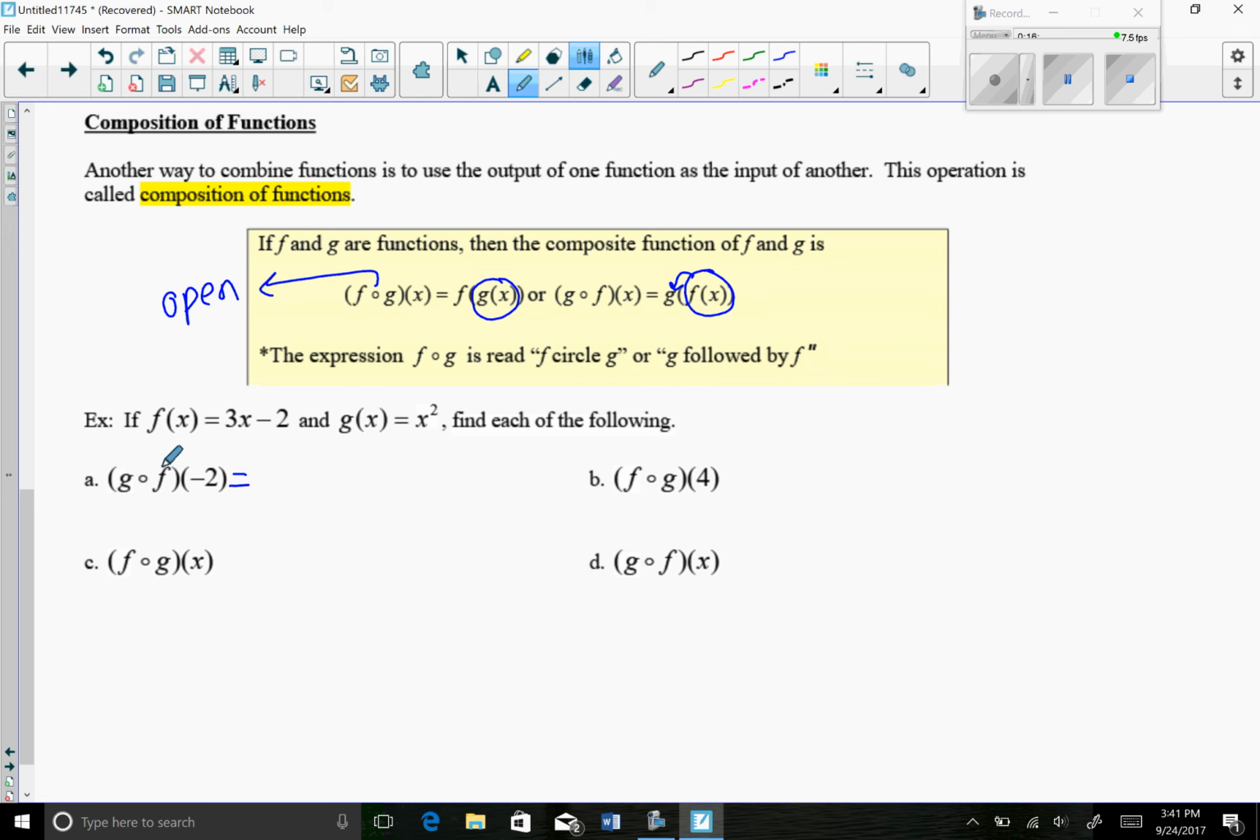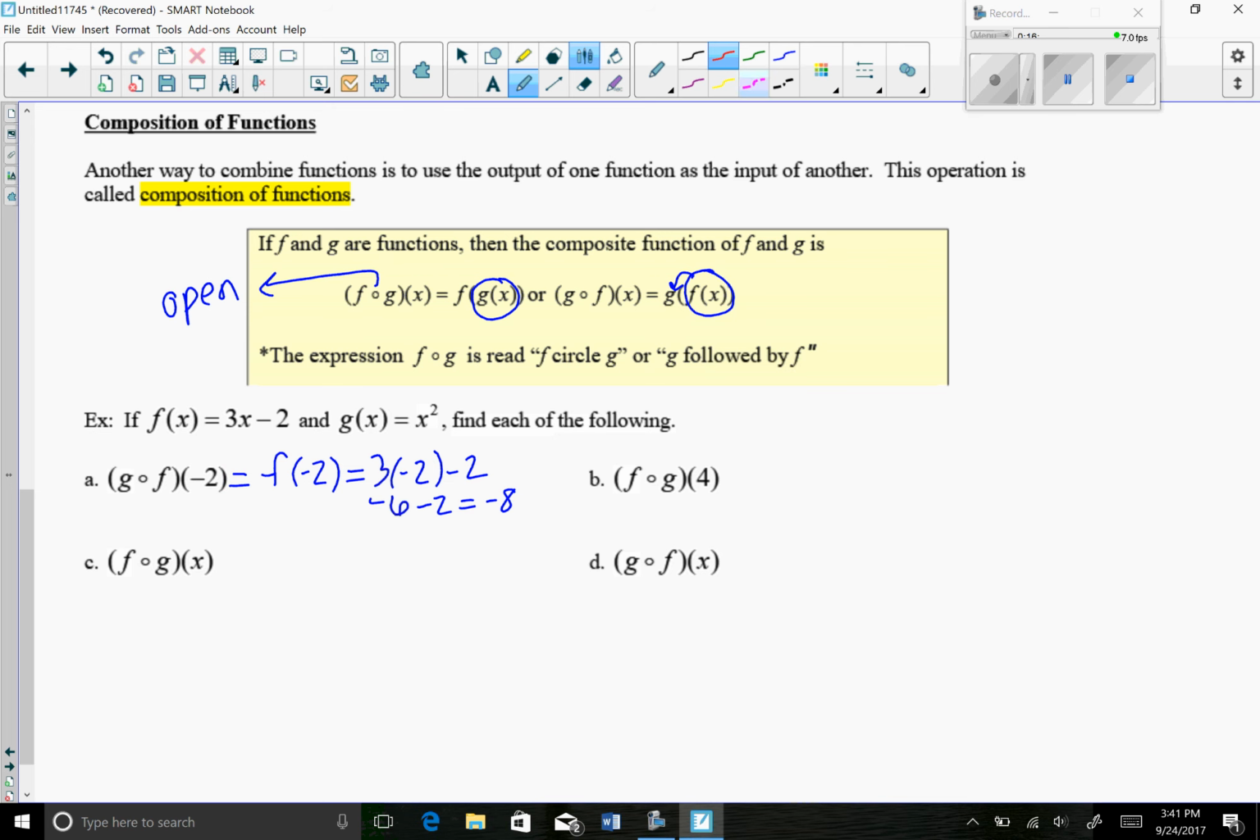So we have g of f of negative 2, or g followed by f of negative 2. So the first thing you want to do is evaluate the inside function, which is f of negative 2. So I would plug that into my function f for x. So we have 3 times negative 2, and always use parentheses when you plug values in for your function. So we get 3 times negative 2, which is negative 6, minus 2, which is equal to negative 8.